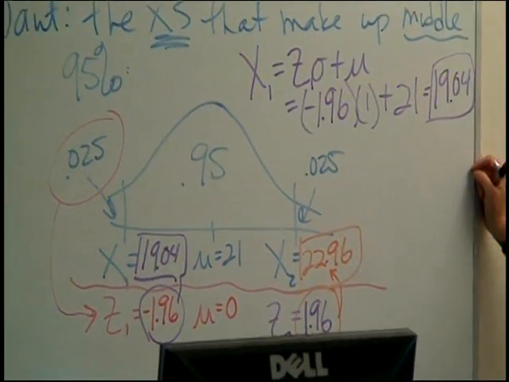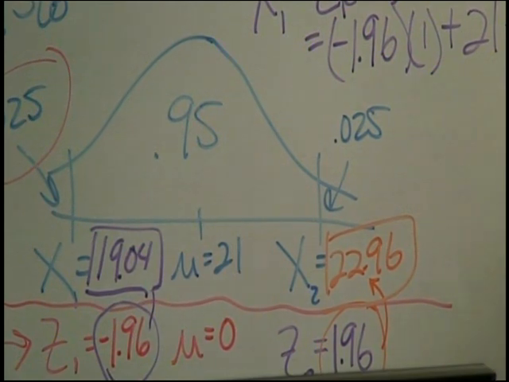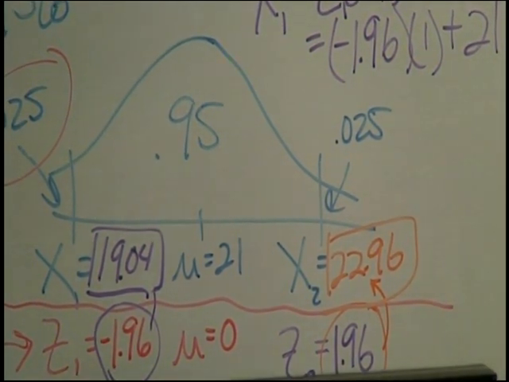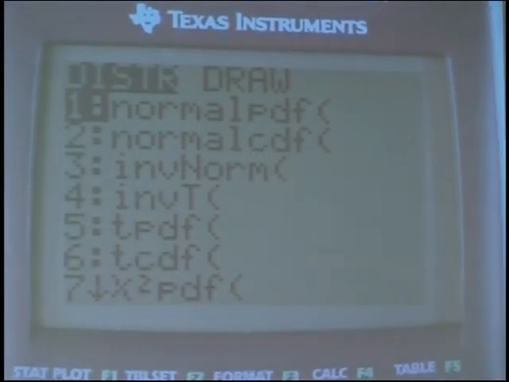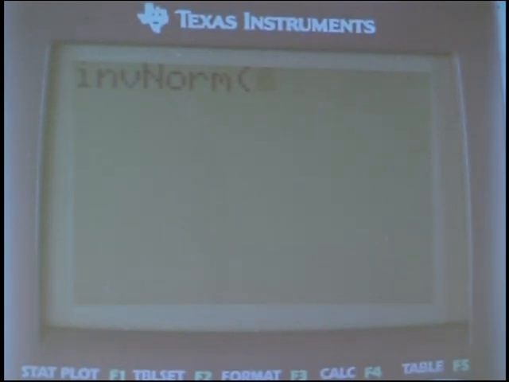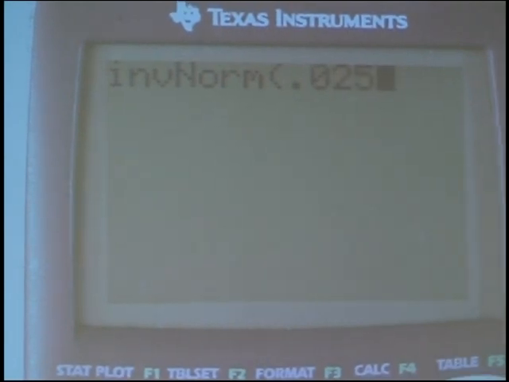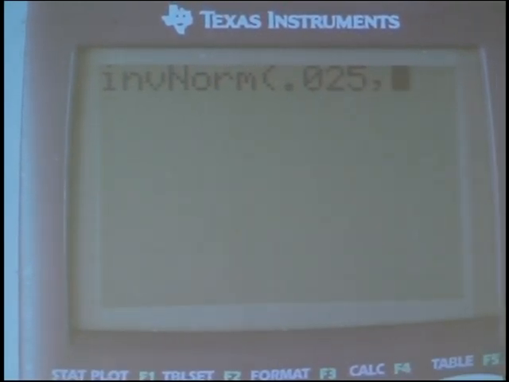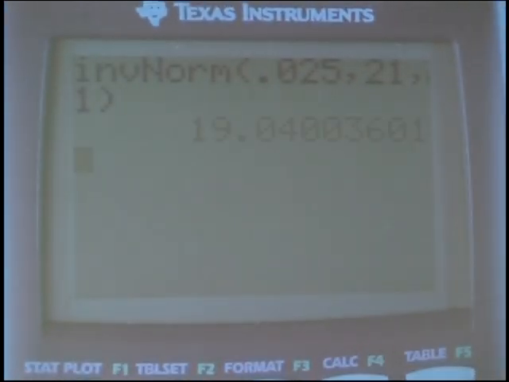You with me? Okay, cool. And that would be the middle 95%. Okay, so doing this on the calculator real quick before we head out. If we were looking for X1, you want inverse norm, probability to the left, 0.025, mean, 21 days, standard deviation, 1 day, 19.04. You guys with me?